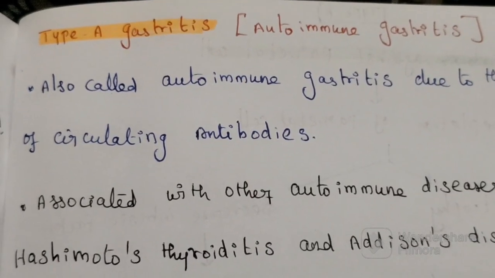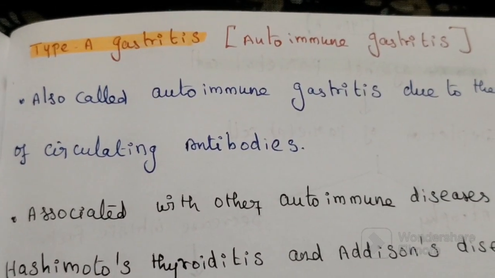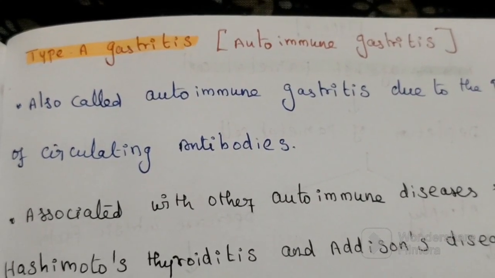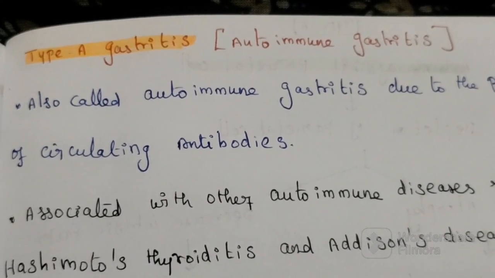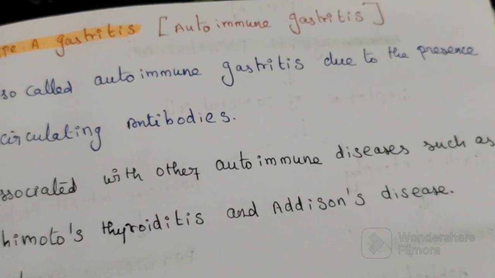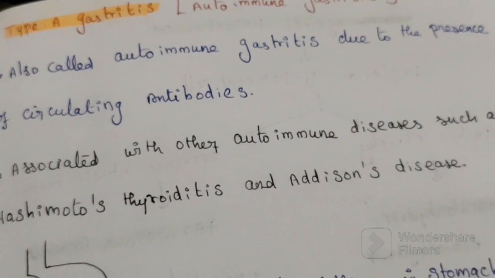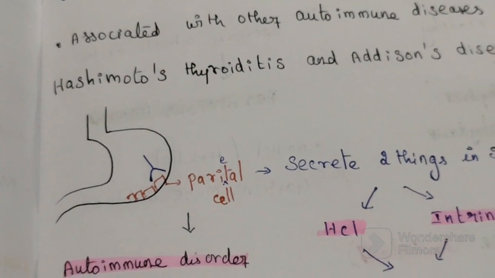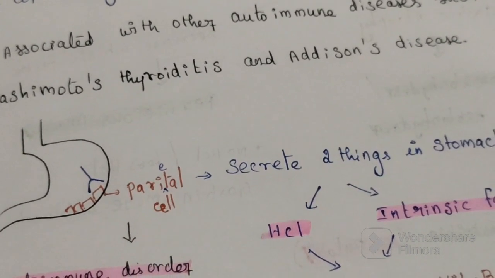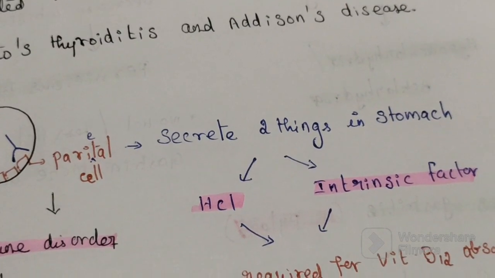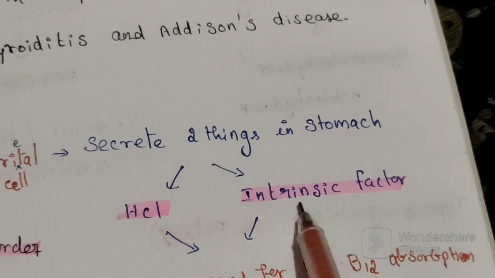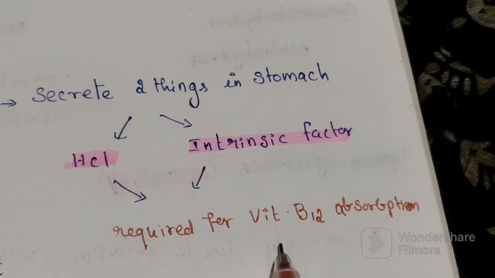First, we'll discuss type A gastritis. It is also called autoimmune gastritis due to the presence of circulating antibodies. What happened here? This one is associated with other autoimmune diseases such as thyroid and Addison disease. This is the stomach. It has various types of cells. The parietal cell is present. This cell is important for secretion of two things: one is HCl, another one is intrinsic factor.